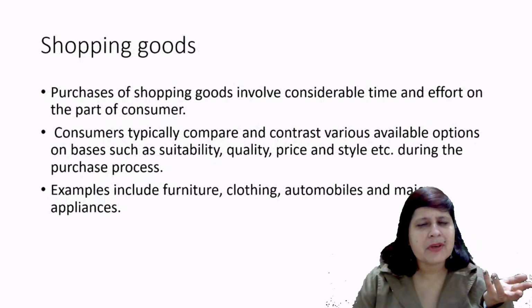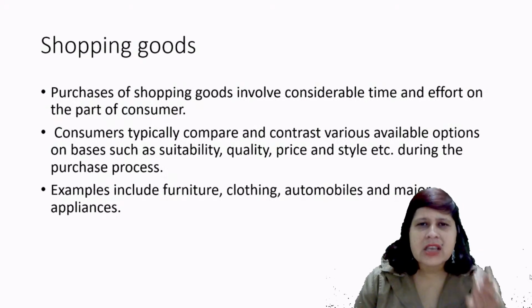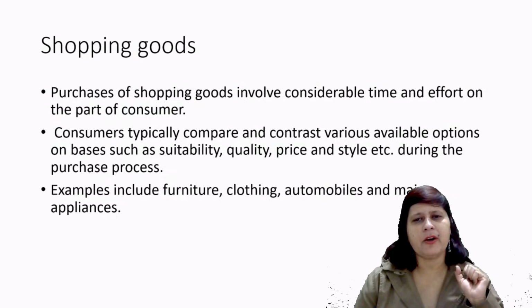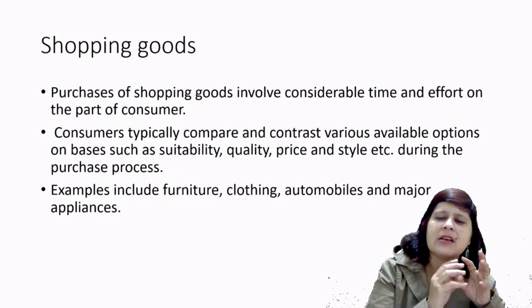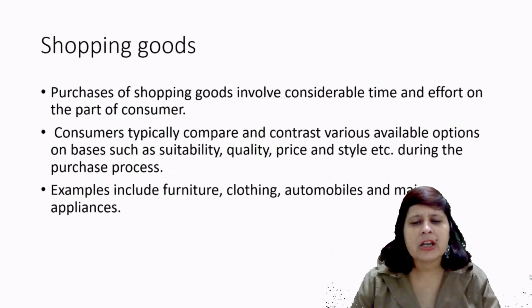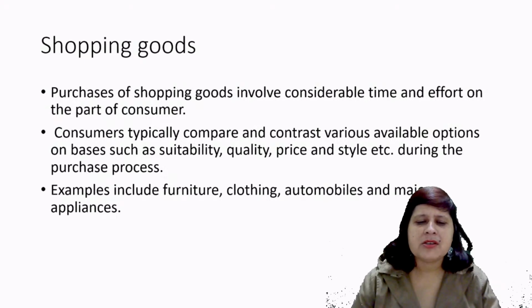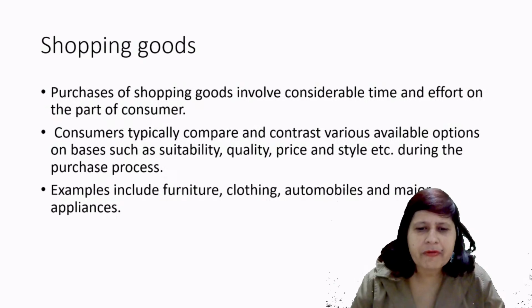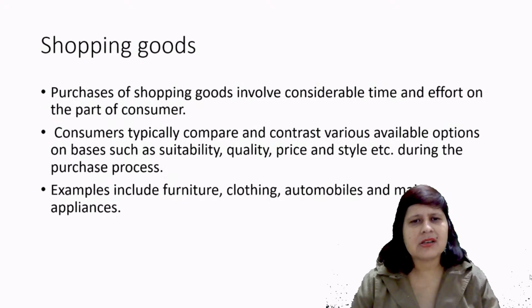Then the next type is shopping goods. What are the shopping goods? Purchase of shopping goods involves considerable time and effort on the part of the consumer. The consumer spends some time and effort on purchasing shopping goods. Consumers typically compare and contrast the available options on the basis of suitability, quality, price, style, etc. during the purchase process. Examples: furniture, clothing, automobiles, and other major appliances. These are the shopping goods.